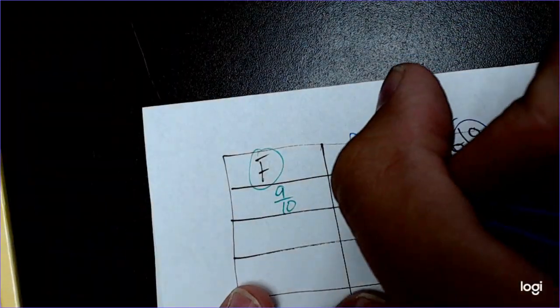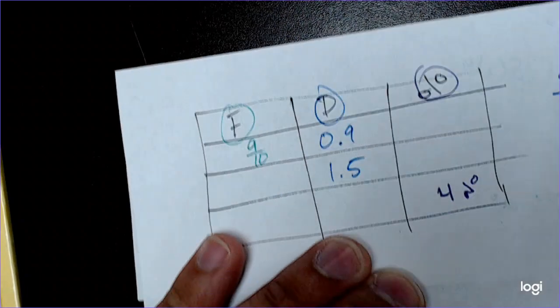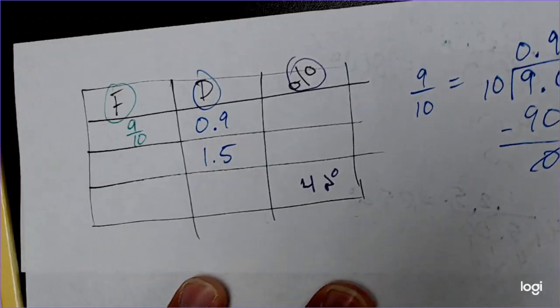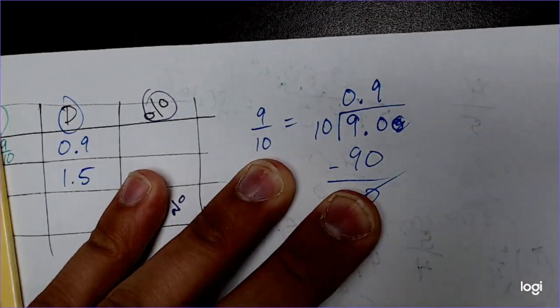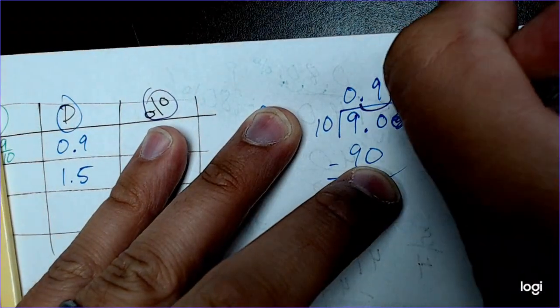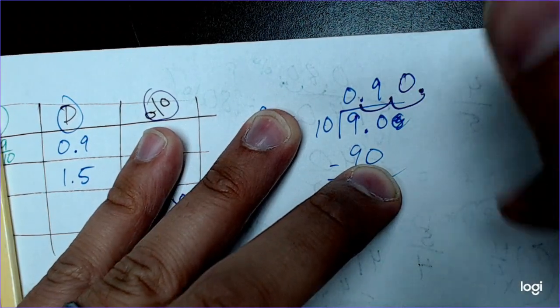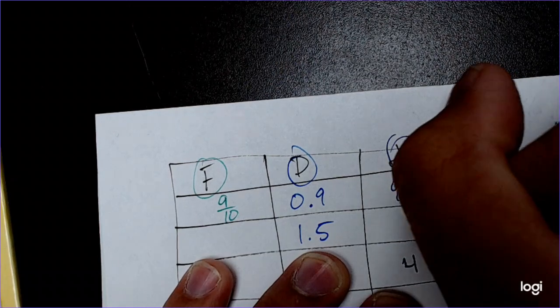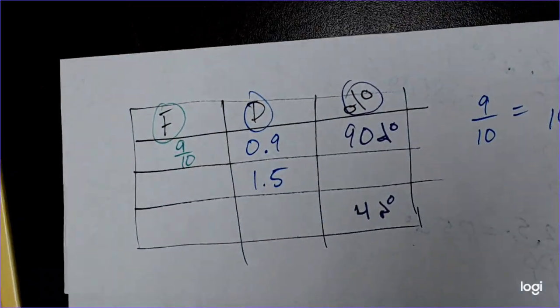Great, I've already found the first decimal. Now, if you remember our lesson on decimals to percents, the next step is very, very simple. I'm going to take my decimal number, 0.9, and I'm going to multiply it by 100%, or move that decimal 2 places, which gives me 90%. So I have completed the first chart.